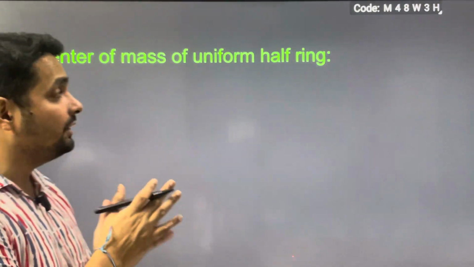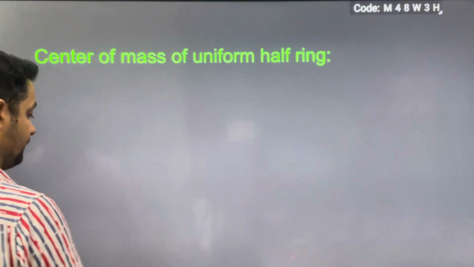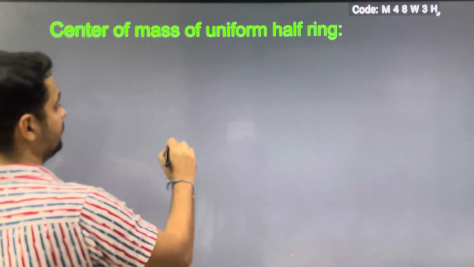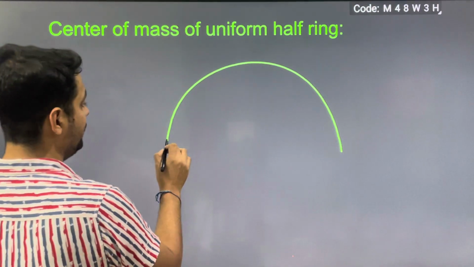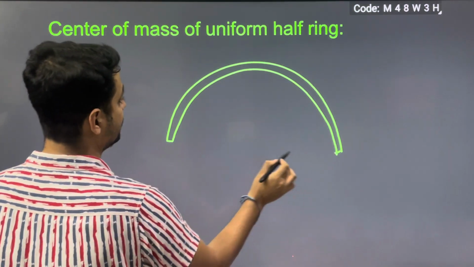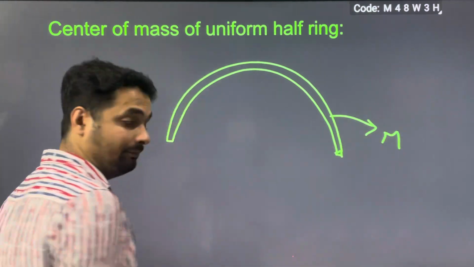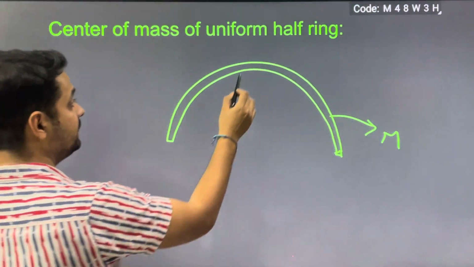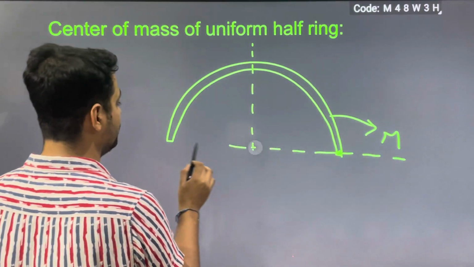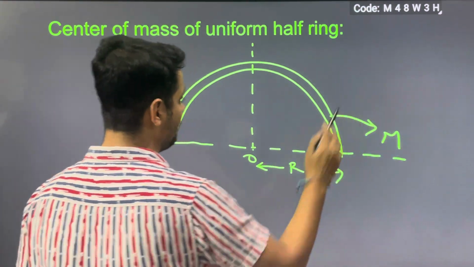Okay, so we have to find the center of mass of a uniform half ring. We will take one uniform half ring here. Let the total mass of the ring be m, and then we have to find its center of mass position from this origin point. Let the radius of the ring be r, total mass m.